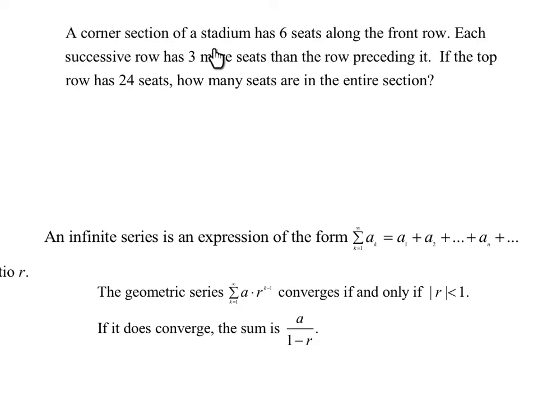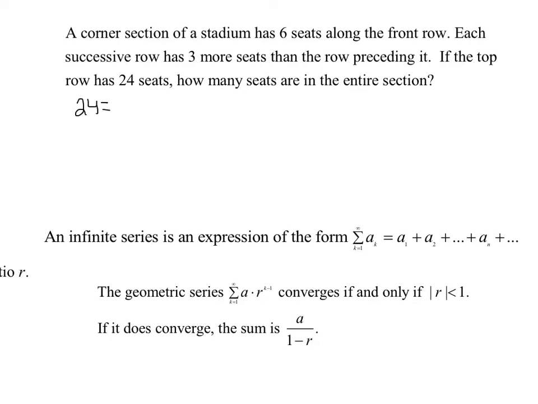A corner section of a stadium has 6 seats along the front row. Each successive row has 3 more seats than the row preceding it. If the top row has 24 seats, how many seats are in the entire section? Okay, well, we have to figure out how many rows are there.